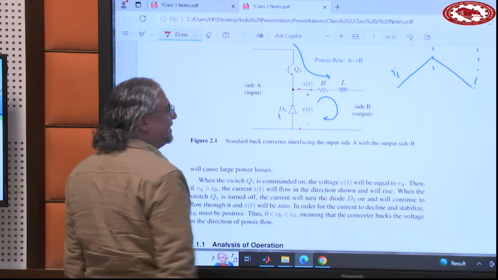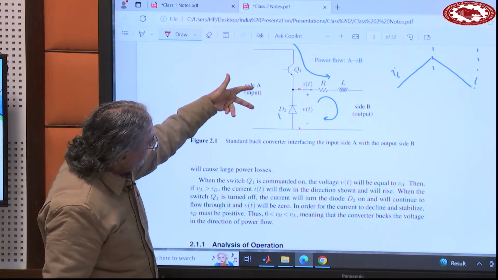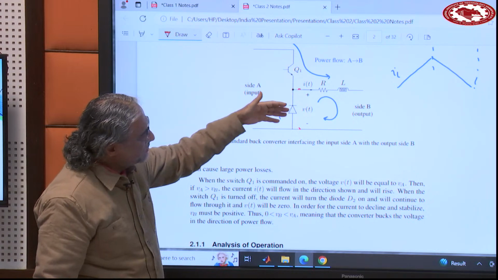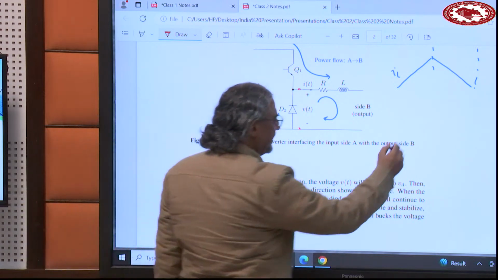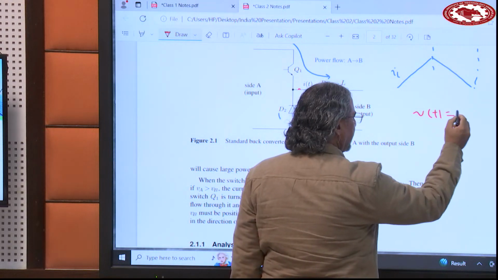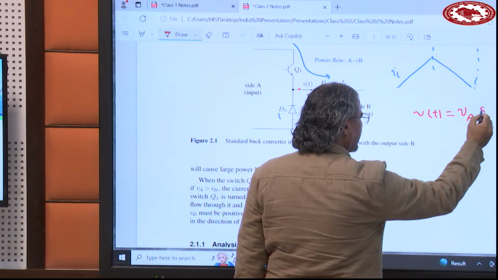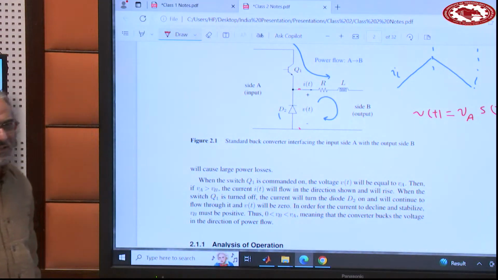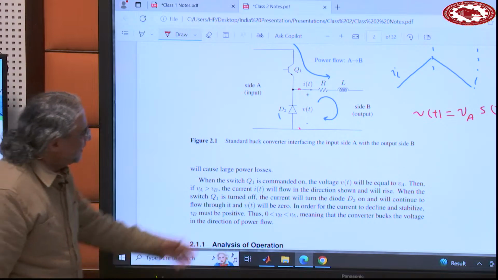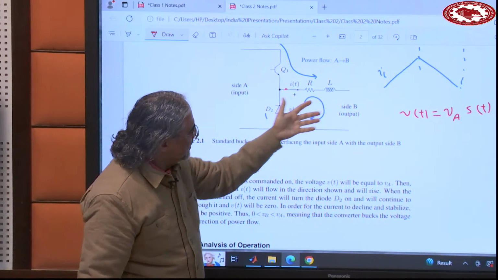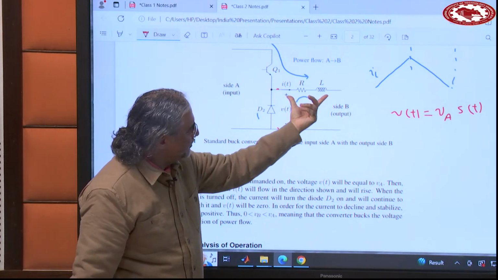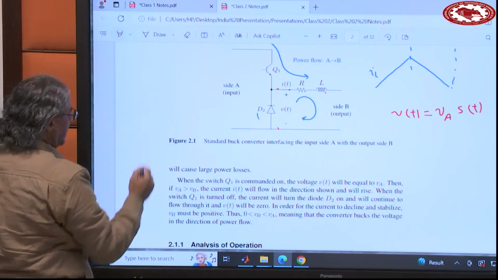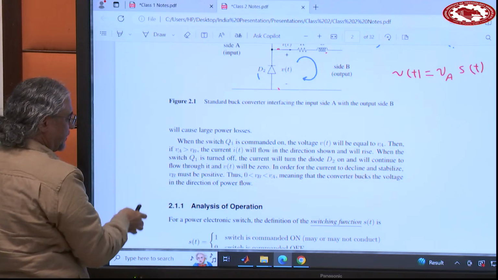at this point, VT. And it's equal to VA or 0. When the switch is on, it is equal to VA, and when the switch is off it is 0. So you can say VT is VA times S of T, the switching function, mathematically. Right. Now that you have this voltage and you have this voltage, you can say this voltage minus this voltage is equal to the voltage across this one. So these two equations really summarize the mathematical model of this converter.